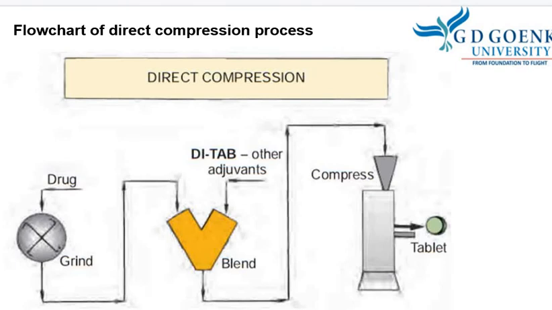This is the flow chart of the direct compression process. This is the most economical and simple method for tablet manufacture. It is widely preferred by the manufacturers.